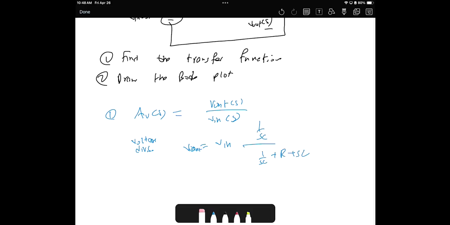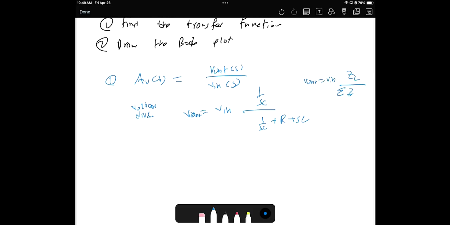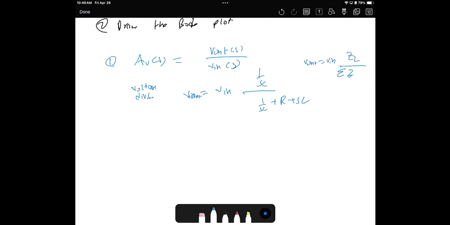Do you remember this voltage division? V out equals V in times Z_L over the sum of these. Do you recall this? Then that's what we did. So once we've done with this, we try to make the transfer function as nice as possible. So when we make V out over V in, this will be 1 over SC divided by 1 over SC plus R plus SL. Then you can multiply each side by SC over SC.